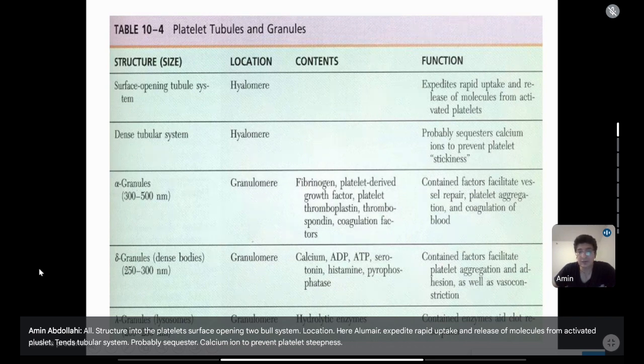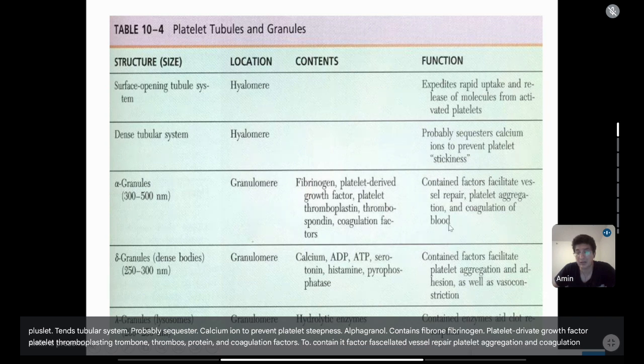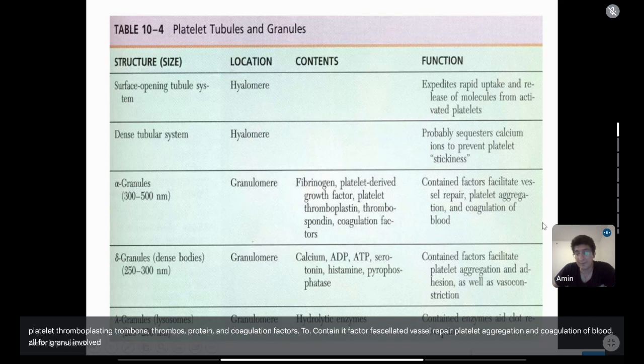Alpha granules contain fibrinogen, platelet-derived growth factor, platelet thromboplastin, thrombospondin, and coagulation factors. These contained factors facilitate vessel repair, platelet aggregation, and coagulation of blood. Alpha granules are involved in clot formation to prevent and stop bleeding.